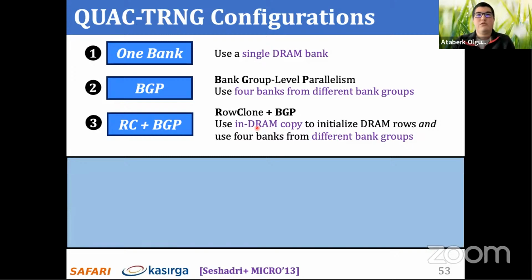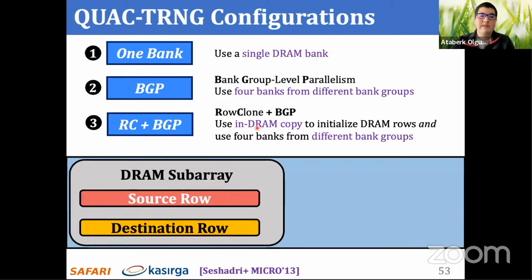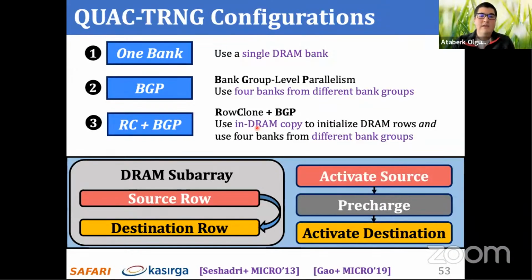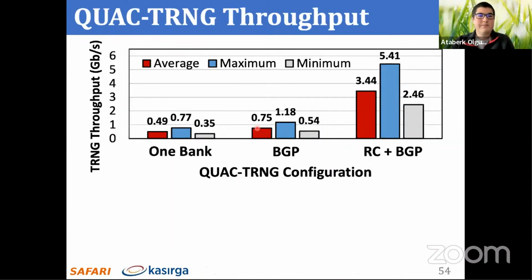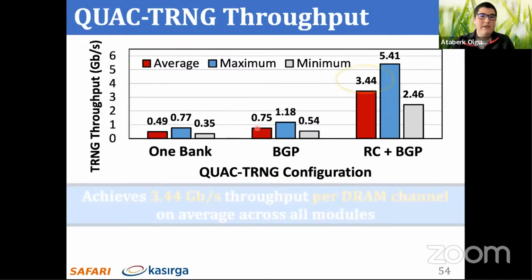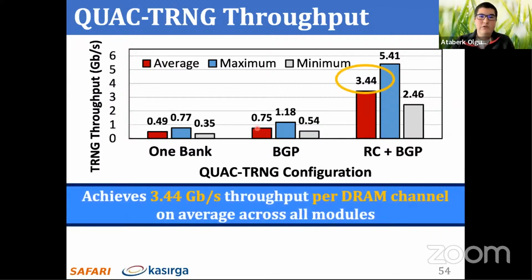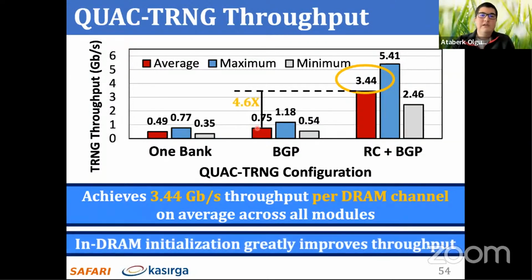We use the priorly proposed RowClone operations to bulk copy data within a DRAM subarray to reduce the overhead of initialization. And we use activate, precharge, activate commands with reduced timing parameters to perform RowClone operations in real DRAM devices. We plot the average, maximum, and minimum throughput calculated for each configuration across all DRAM modules here. On average, QUAC-TRNG provides 3.44 gigabits per second of random number generation throughput. And its throughput is greatly improved by RowClone as it significantly reduces the overhead of initializing DRAM rows.